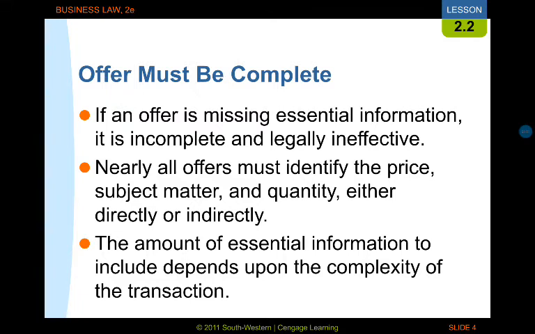I just come to think of my construction business back in the day. This bullet point is a great example. If we would go and do a repair for a sink, maybe a simple repair, it would definitely be a simpler contract as opposed to building a whole house. So when you look at that bullet point, the amount of essential information to include depends upon the complexity of the transaction. Certainly the example of building a whole house would be way more complex, and that contract should reflect that.